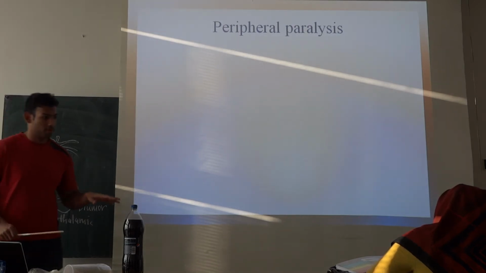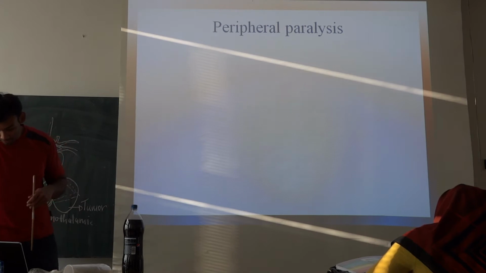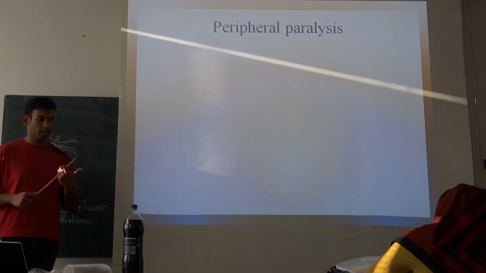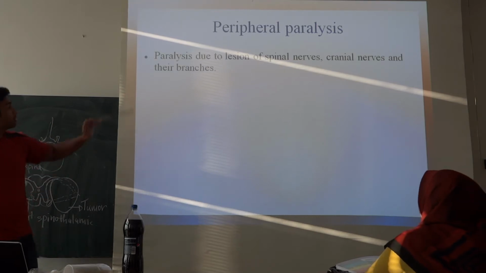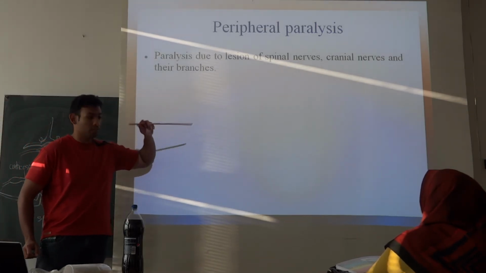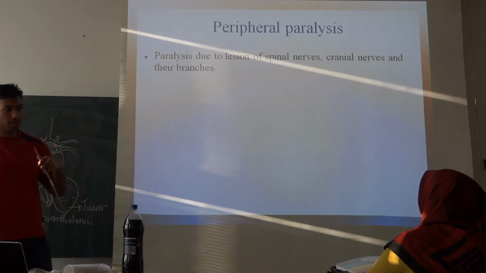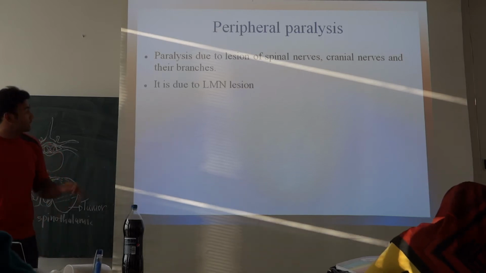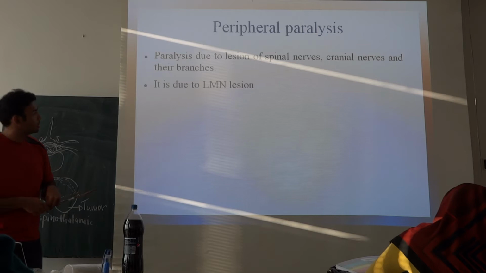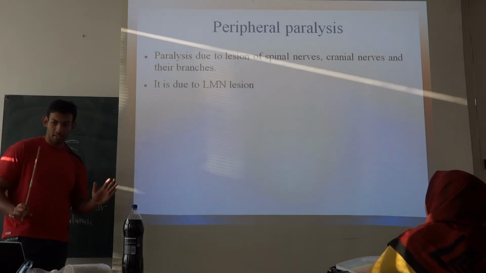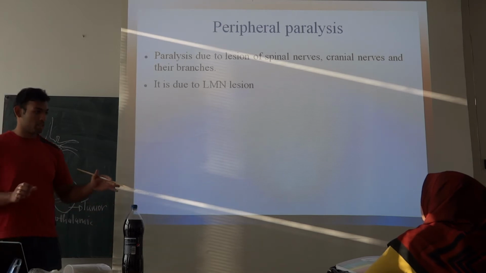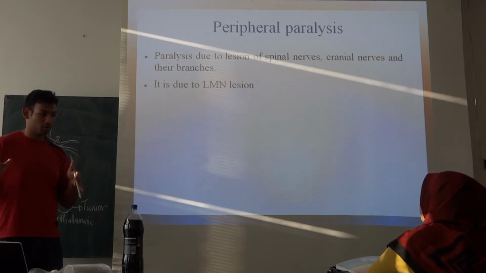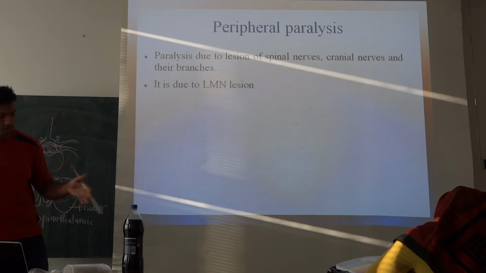Now we move on to peripheral paralysis. I told you peripheral paralysis is because of lesion of spinal nerves, cranial nerves, and their branches. How many spinal nerves are there? 31 pairs. And it's a lower motor neuron lesion. Lower motor neuron lesions have their own specific signs, and I'll talk to you about them. But now you understand what I mean by lower motor neuron and upper motor neuron, don't you? If you understand that, it's fine.